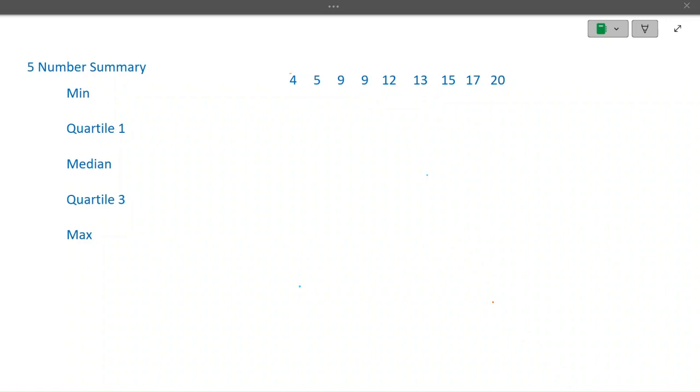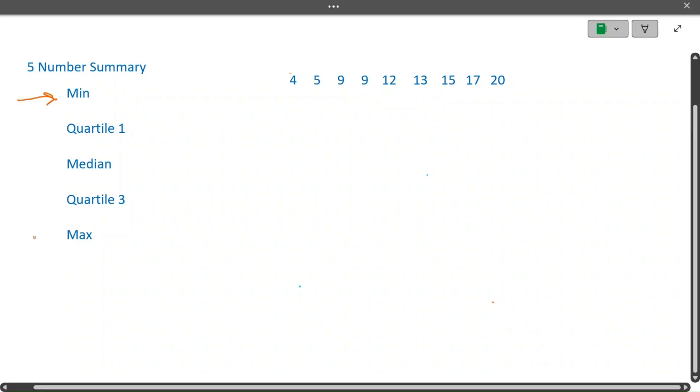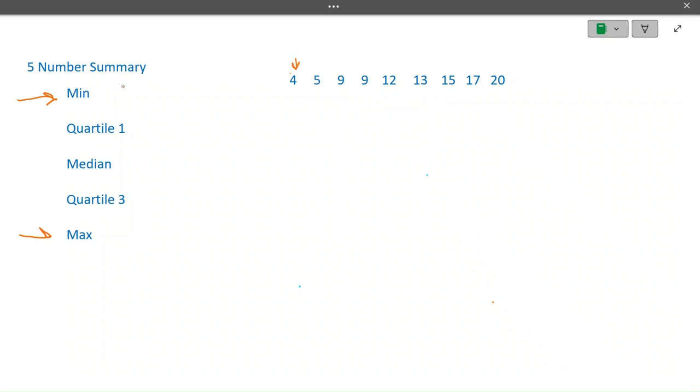So the good news is we approach this in the same way that we would approach finding the measures of central tendency. So the first thing we always want to do is look at our data and reorder it from smallest value to highest value. I've already done that for us. And then we are going to do a couple of things that are different. We are going to start by finding our minimum and maximum. So in this case, our minimum is 4, and our maximum is 20.